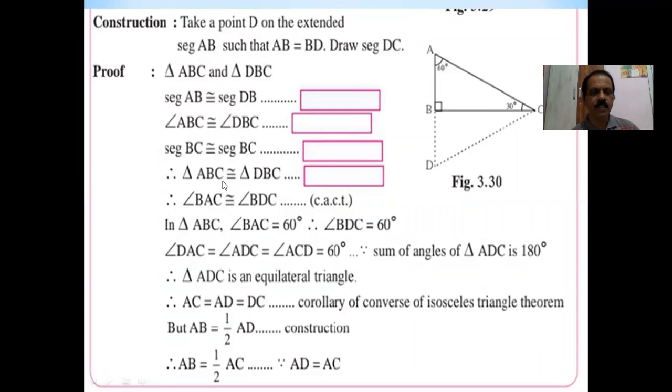Therefore triangle ABC is congruent to the triangle DBC.